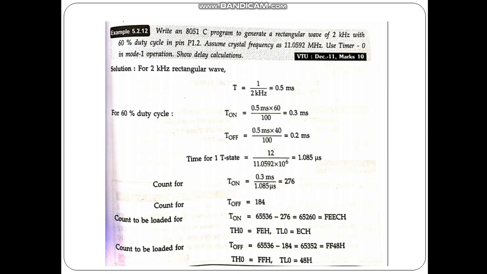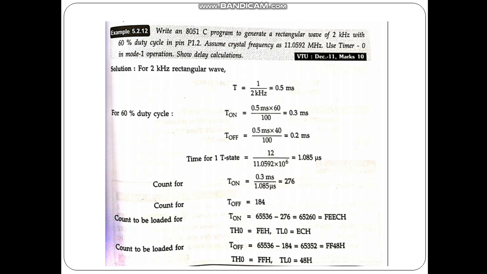Till now, we have written programs to generate a square wave. In a square wave, T on and T off time durations are equal. Duty cycle means the time duration for which the signal has to be in on state divided by the total time period. So when we say 60% duty cycle, that means for 60% of the time duration the signal has to be in on state, and for the remaining 40% it has to be in off state. So let us proceed with the calculation first.